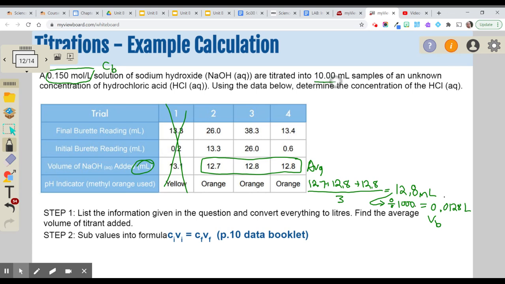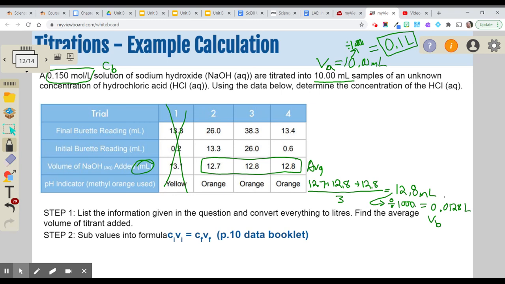We know that each time we use 10 mL of sample of our unknown hydrochloric acid. This is our acid, so this is the volume of the acid. I'll use an A for that. Volume of the acid. Now let's change that to liters as well, because that's in milliliters. Again, divide by 1,000. And that gives 0.1 liters. All right, so that's the volume of our acid.